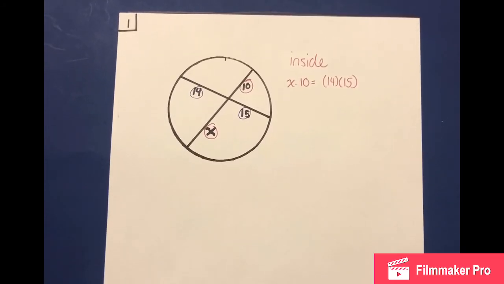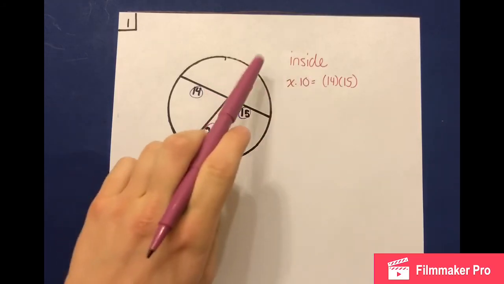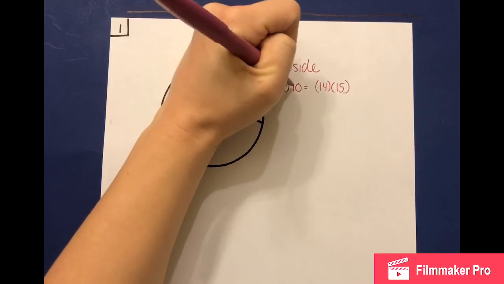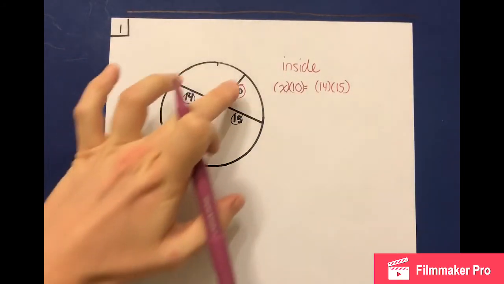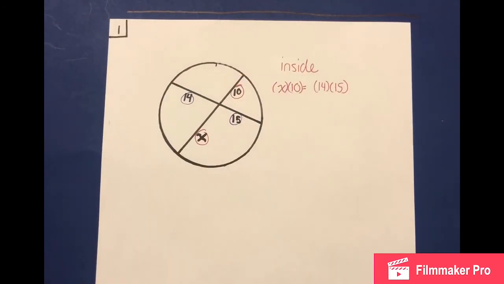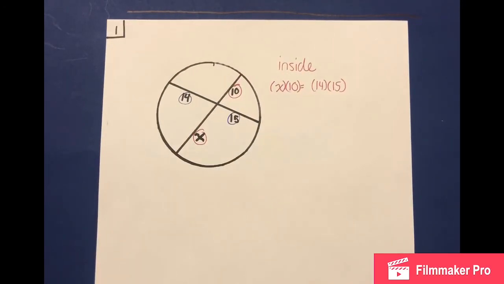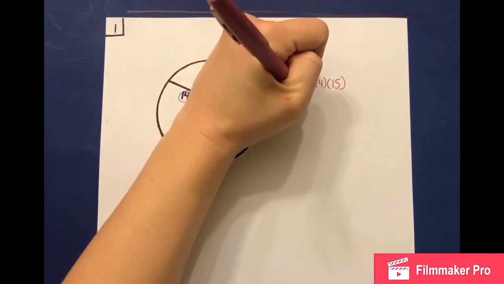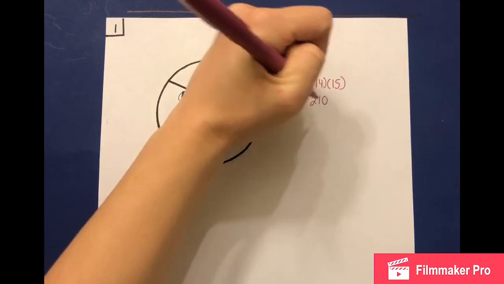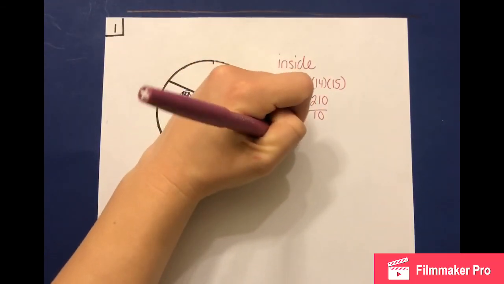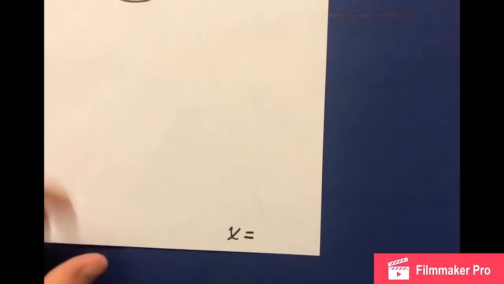Hi guys, we're going to look at the first example. So what we have here is an inside problem where they intersect inside of the circle. I'm going to take the two that are on each line and multiply them, which is what my formula for this one says. So in this case, I end up getting 10x equals 210, divide by 10, divide by 10. You get x equals 21, and that's my answer.